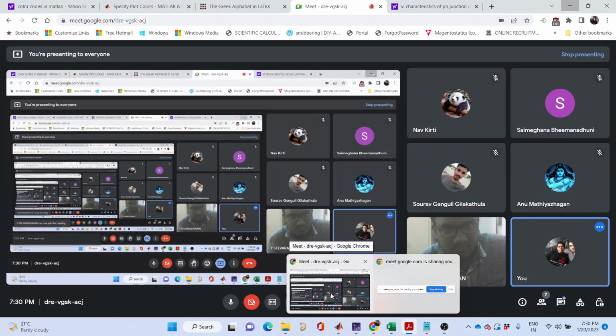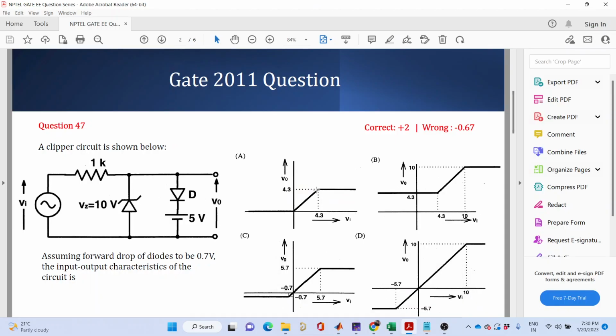Yes, Navkirti, you are saying something? Sir, I was saying slope. Slope, yes, what slope? What do you mean by that? I mean, what is the slope of this line? Tell me what is the slope of this line?